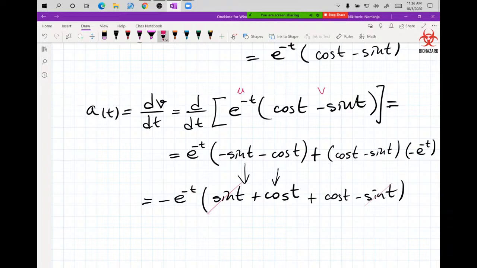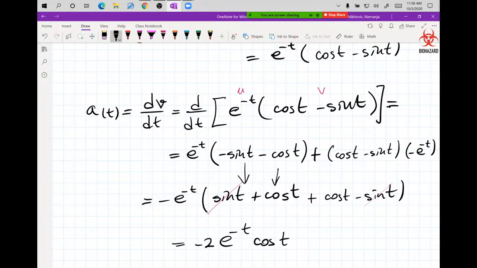So derivative of cosine is negative sine, derivative of sine is cosine, then copy cosine, negative sine, and then copy this one. Okay, so I should have this, and then a 2 in front, and then cosine t. Here we go.